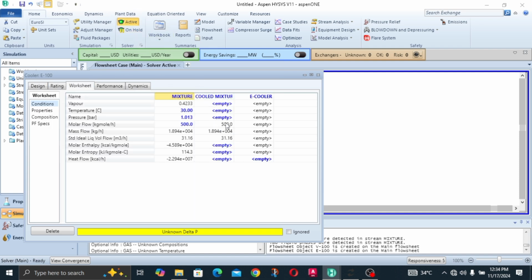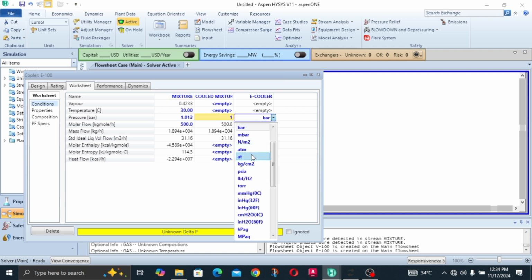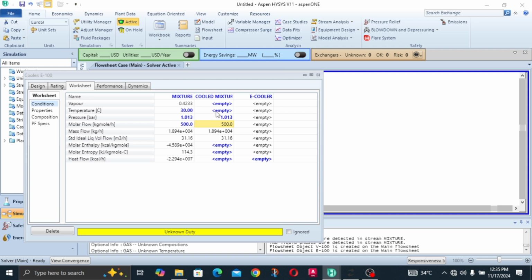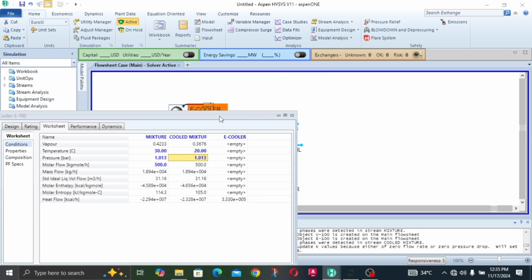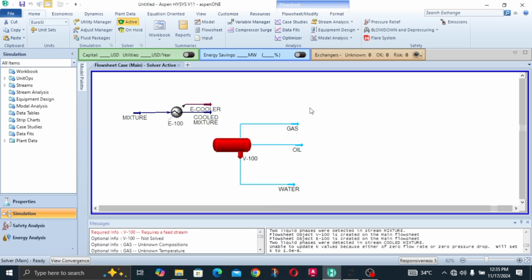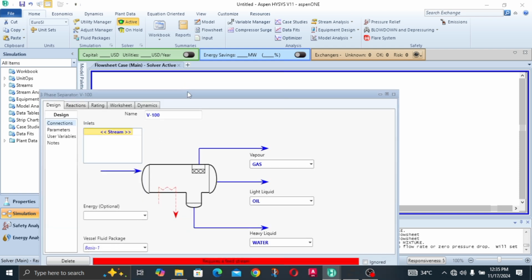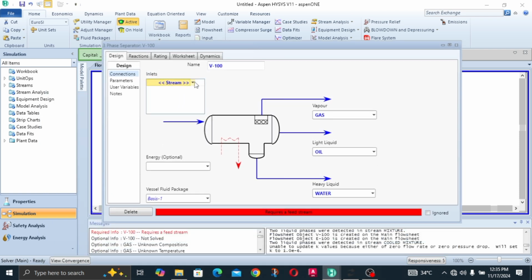But let's put this back on active. Let's leave that same pressure of 1 atm, and then let's give this a temperature of 20 Celsius. It cooled to 20 Celsius, and with that, our vapor fraction drops 36 points. It drops to 0.3676. That's our vapor fraction. So with this, we will now connect the cooled mixture to the three-phase separator.